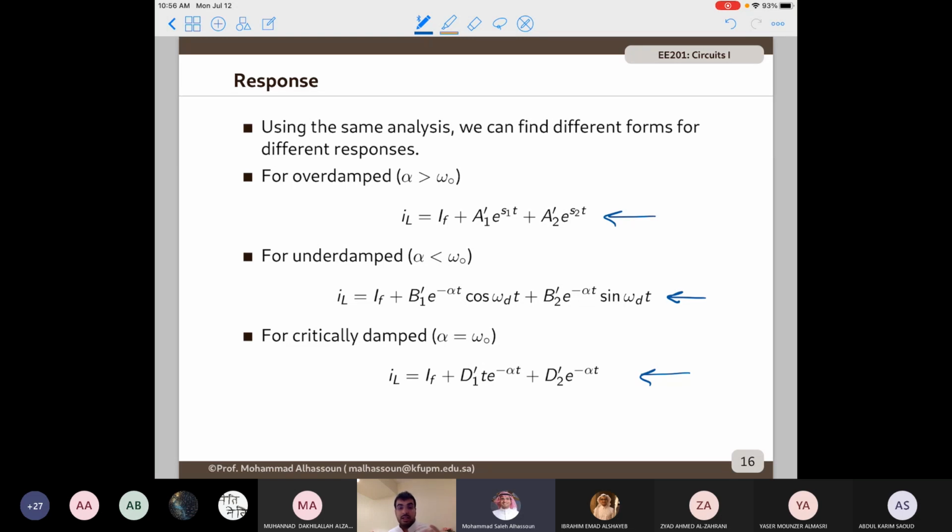Then it's actually a circuit where we are interested in the natural response. Ahmed?